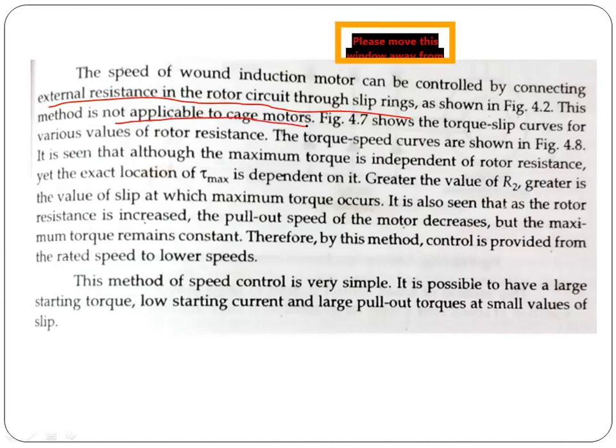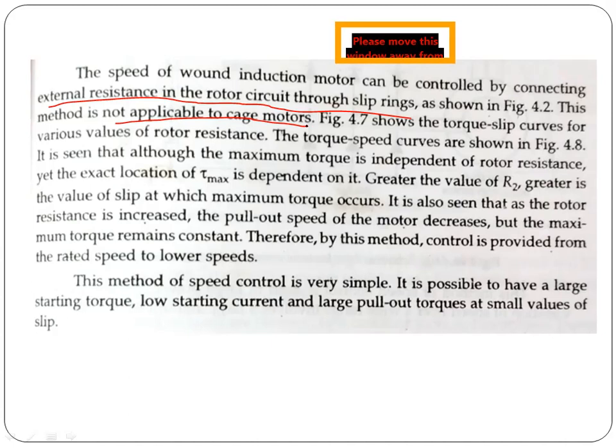The torque slip curves for the various values of the resistance we have already shown in the lecture of torque speed characteristics. There we have shown that with variation of rotor resistance, that's how the torque can be varied. The torque speed curves are shown on that figure. It is seen that although the maximum torque is independent of rotor resistance, yet the exact location of Taumax is dependent on it. Greater the value of R2, greater the value of slip at which the maximum torque occurs.